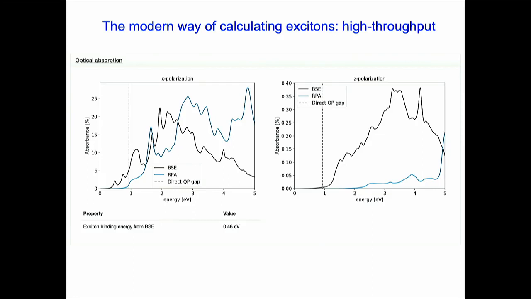So for example, I looked for tungsten diselenide, and you find the GW band gaps, the GW band structure, and also the Bethe-Salpeter equation comparison with the RPA, both for X polarization and Z polarization. So that's actually a very useful tool if you want to check your calculation. You have a database that you can compare with.